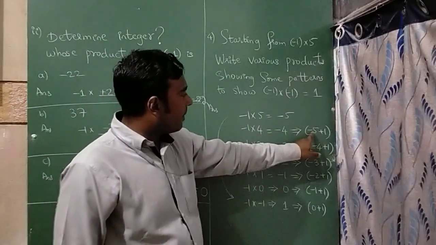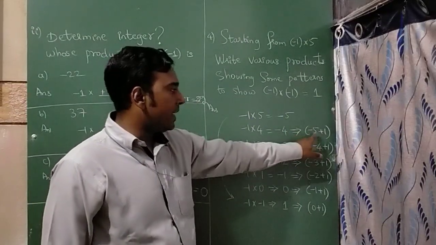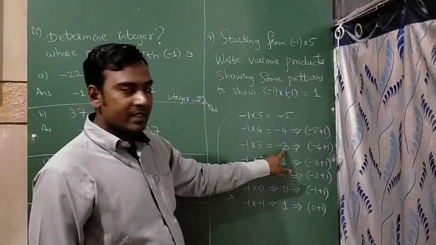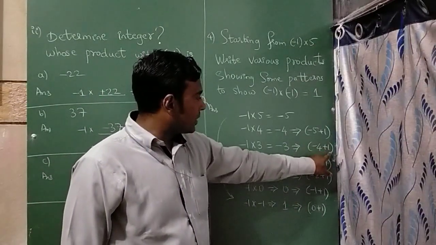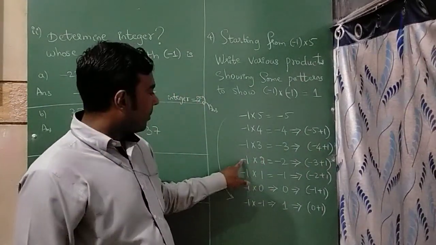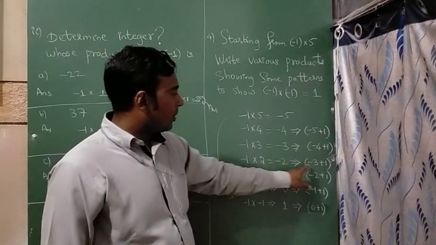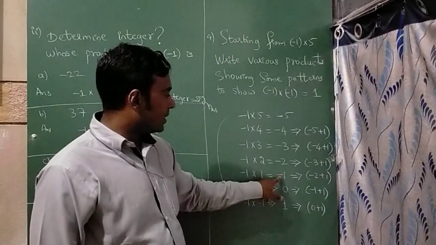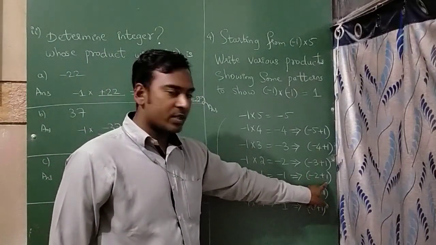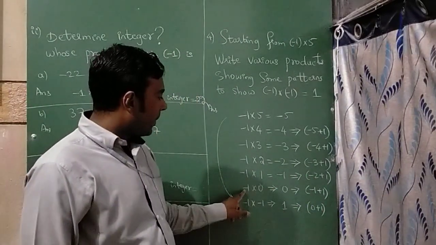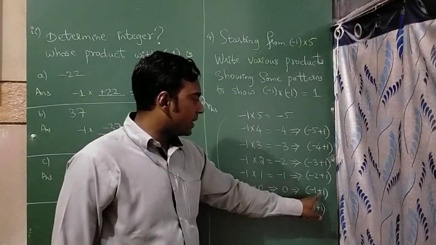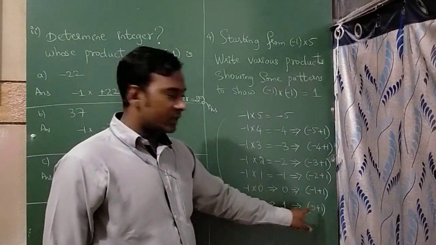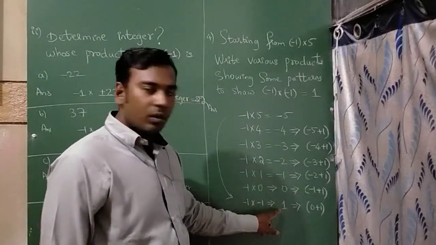This can be written as minus 5 plus 1 is a minus 4. Minus 1 into 3, minus 3. Minus 4 plus 1 is minus 3. Minus 1 into 2 is minus 2. Minus 3 plus 1 is a minus 2. Minus 1 into 1 is minus 1. Minus 2 plus 1 is a minus 1. Minus 1 into 0 is 0. Minus 1 plus 1 is 0. So minus into minus is plus. 0 plus 1 is 1.